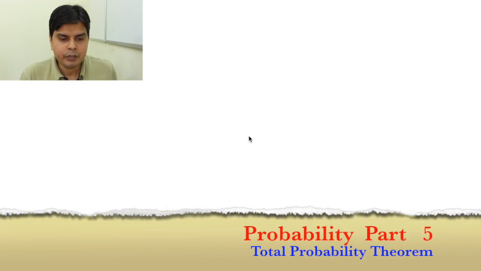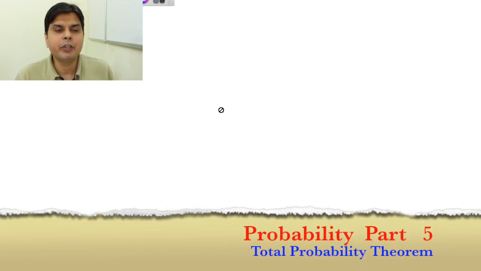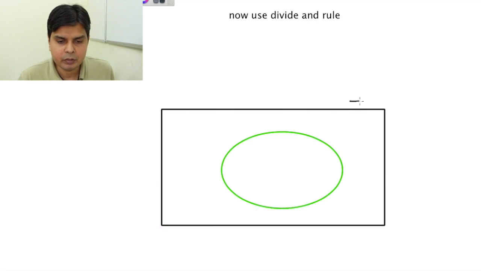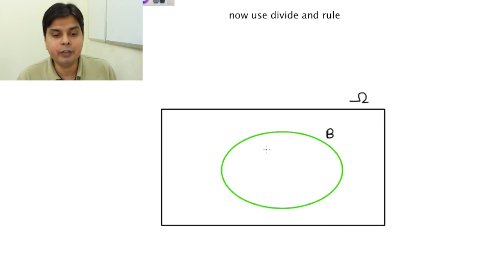Now I will discuss a method of finding the probability of an event. Suppose I have been given this sample space, let's call it omega, and this is my event, say B. I have to find the probability of this event B, and suppose I am finding it very difficult. So which technique should I use?